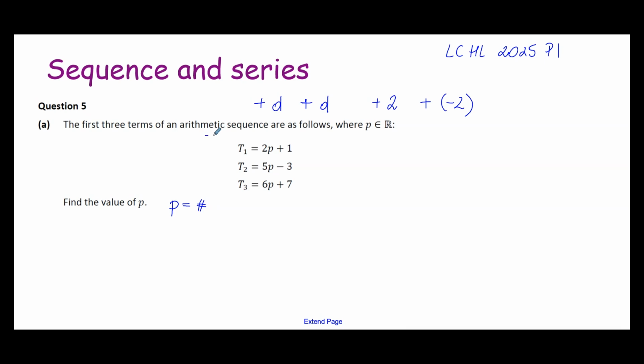Now, when it comes to arithmetic sequence, the idea that we often use to create an equation will be d equals d. What do I mean? Because how do we calculate d? We take two consecutive terms and we subtract, isn't it? So term 2 minus term 1, or term 100 minus term 99, as long as they're two consecutive terms. So this is how we can create our equation.